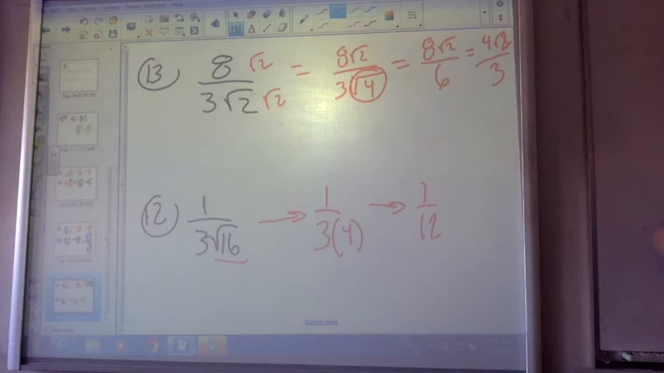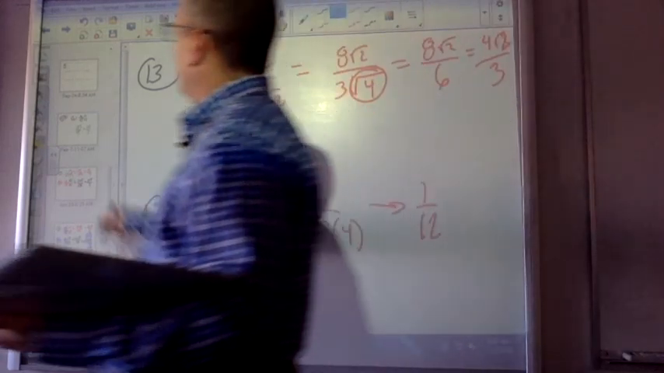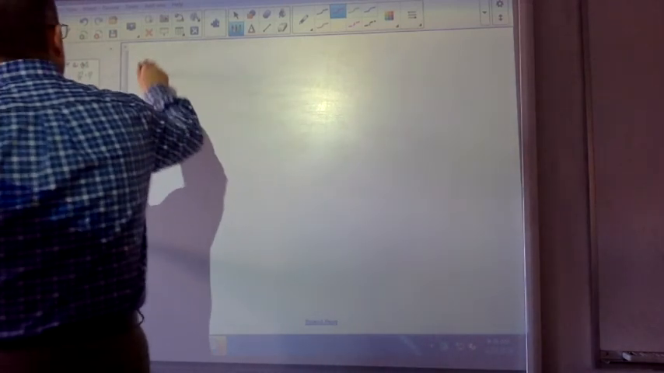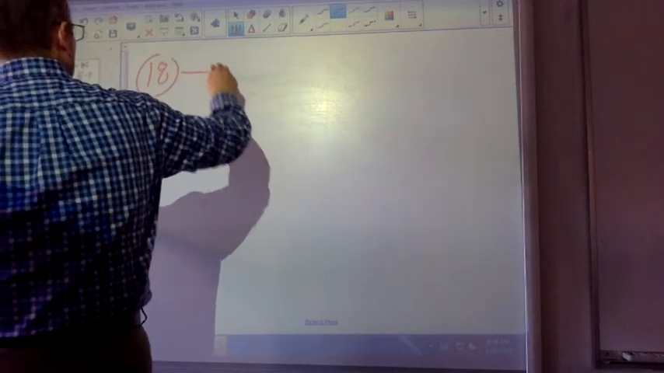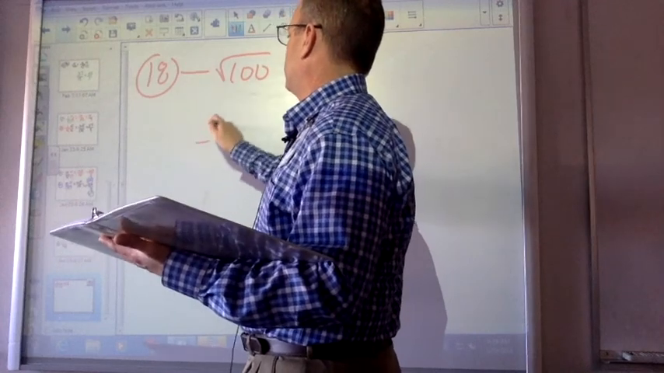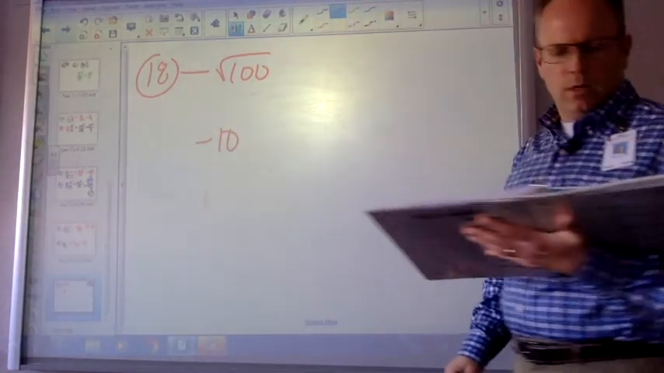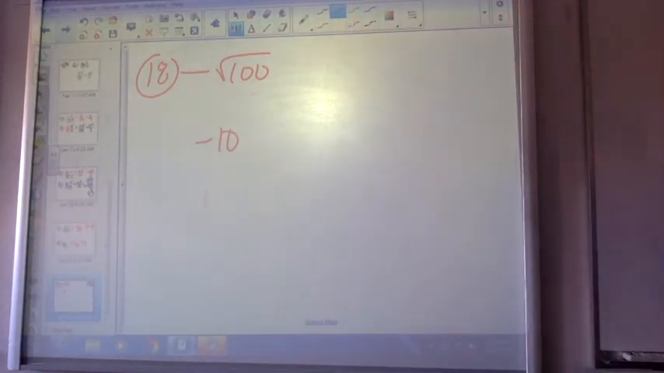Okay, on the backside, take a look at the backside. Anything you need me to cover on the backside? So a lot of that's review. 18. Review what we've been doing. Okay, so number 18. You have a negative and then a square root of 100. Well, square root of 100 is 10, right? And the negative has to come along. Anything else up through 35 on the back?